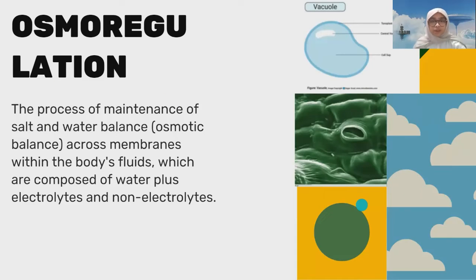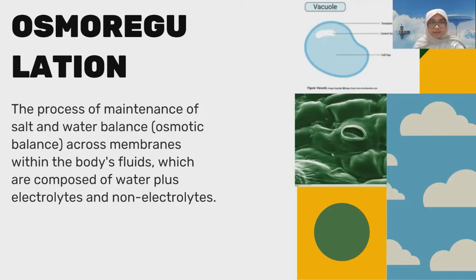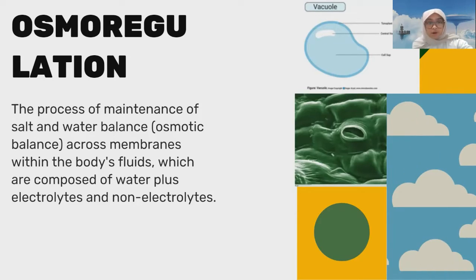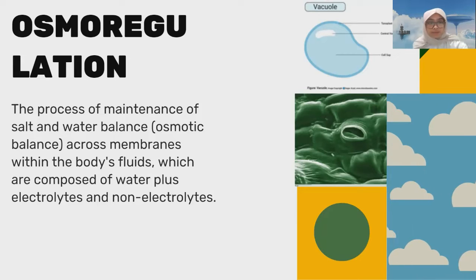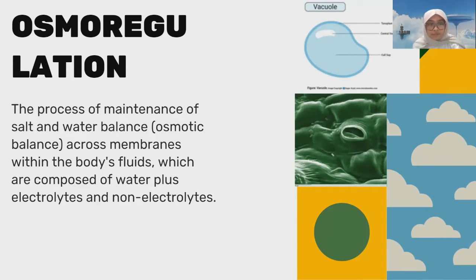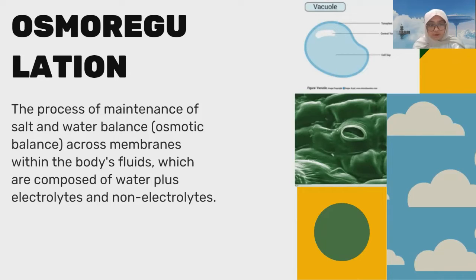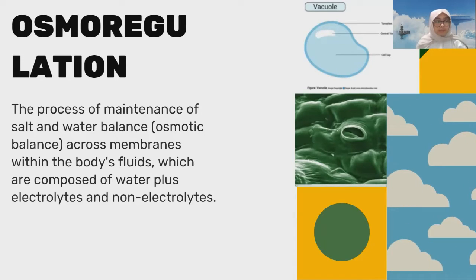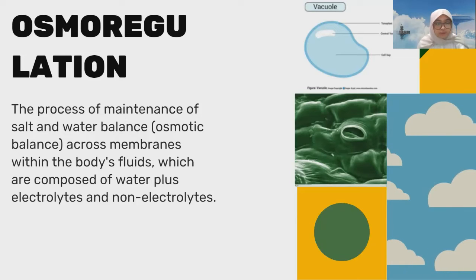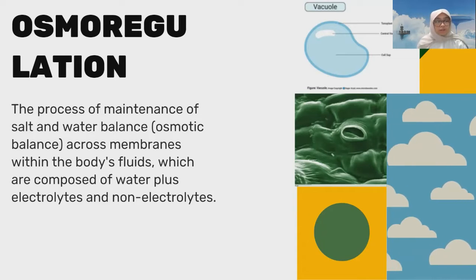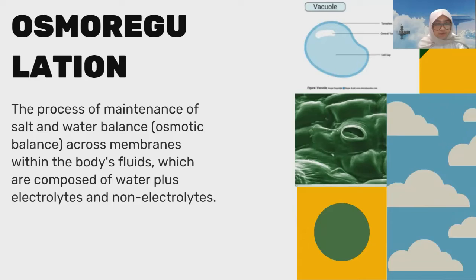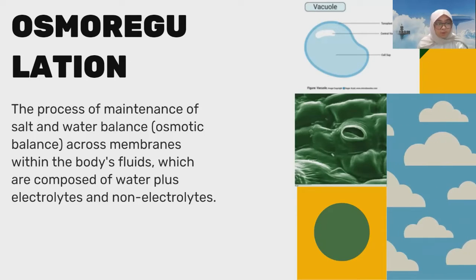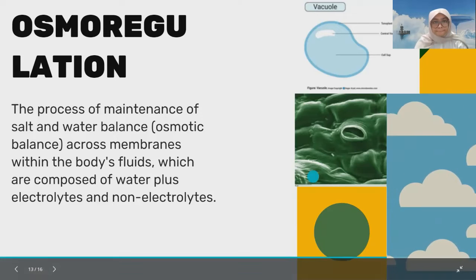The last interaction that we have here is osmoregulation. Osmoregulation is the process of maintenance of salt and water balance, or osmotic balance, across the membranes within the body fluids, which are composed of water plus electrolytes and non-electrolytes. Here, the stomata are important in regulating water loss through evapotranspiration. And on the cellular level, the vacuole is crucial in regulating the concentration of solutes in the cytoplasm.